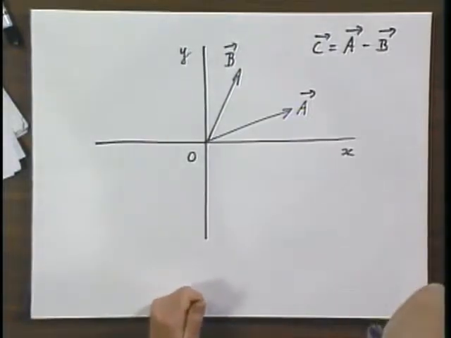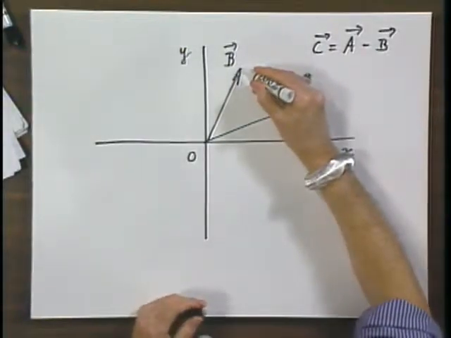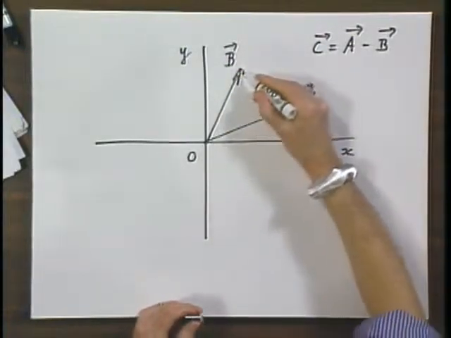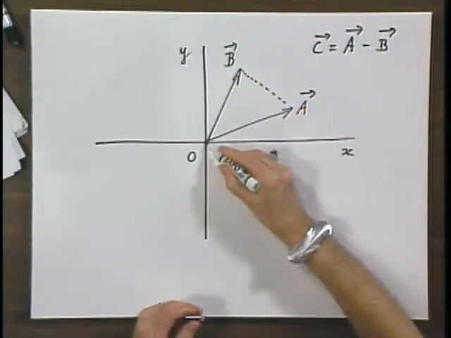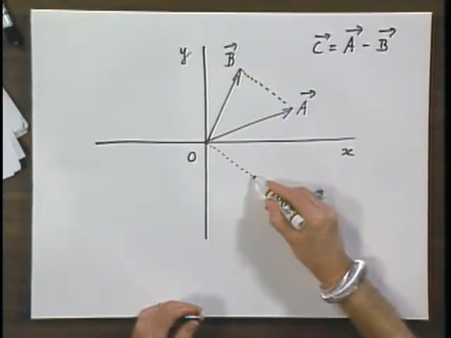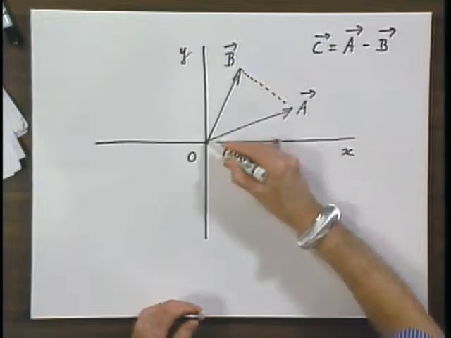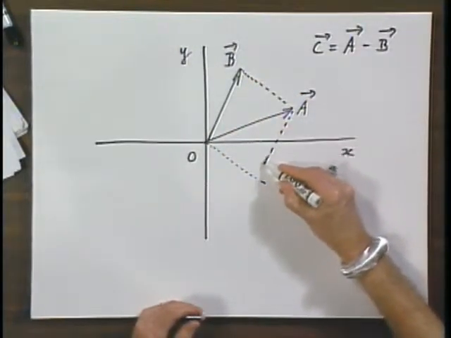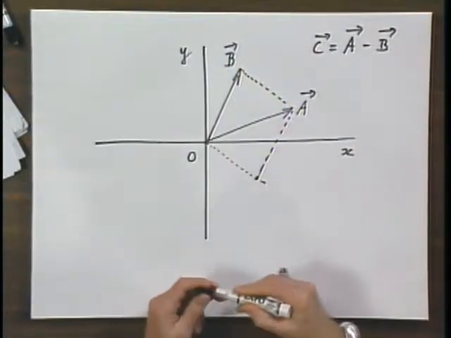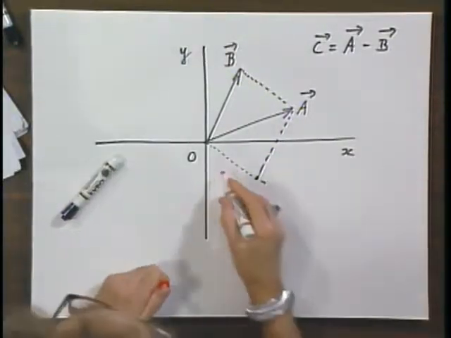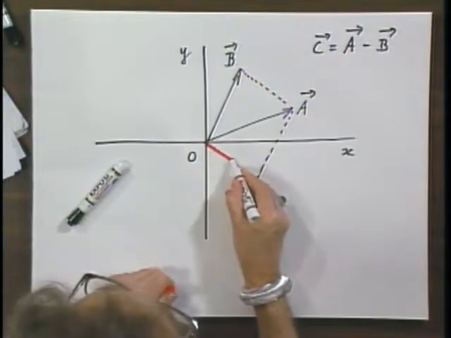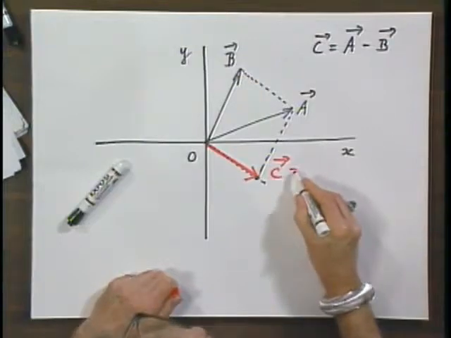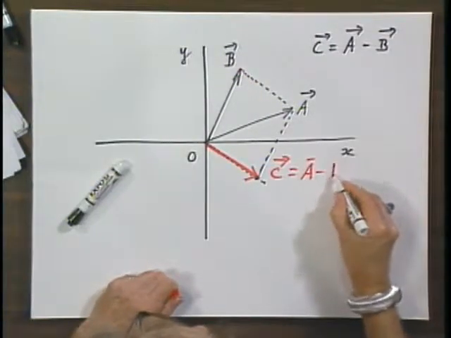Now I can construct a parallelogram by drawing this line from b to a, draw a parallel line through the tail of b, draw a parallel line through the tip of a, parallel to b, and where these two intersect, this is now my vector c, which is a minus b.